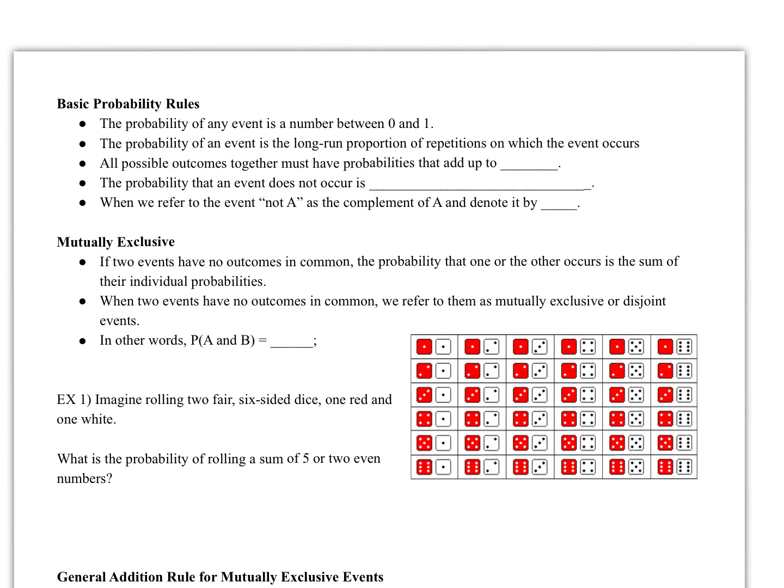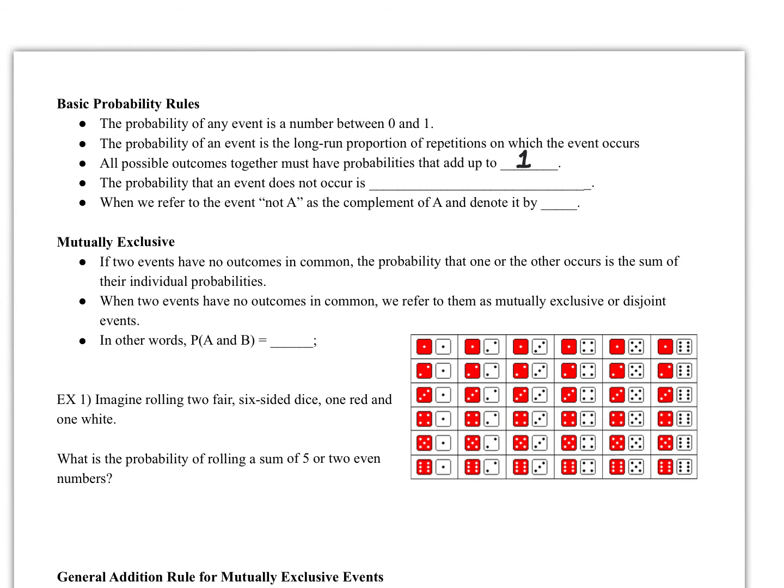All right, so just to review, the probability of an event is a number between 0 and 1. It's a long-run proportion of repetitions on which the event occurs. Something new: all possible outcomes together must have probabilities that add up to 1. So if you take all of the probabilities in your sample space and you add them together, you have to get 1.